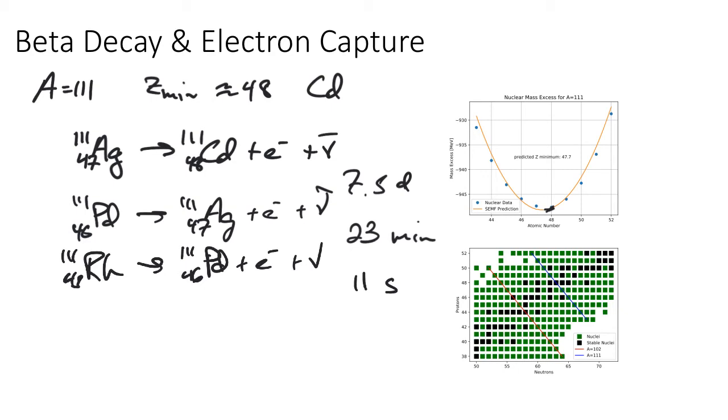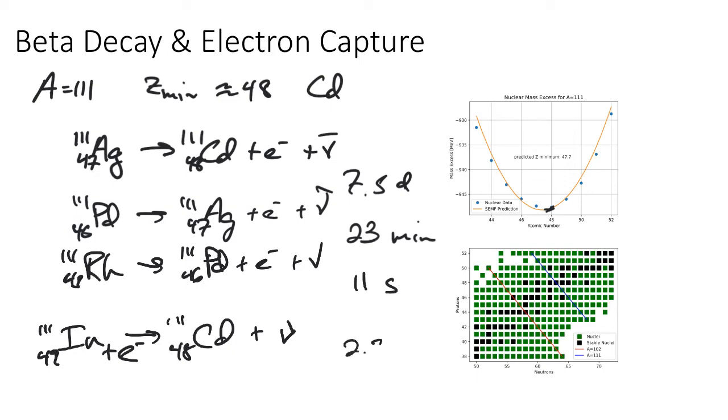On the other side, you can get the inverse beta decays. So you can have indium 111, 49, goes to cadmium 48. But in this case, it just gives a regular neutrino, and it takes an electron here. So if you have an atom of indium 49 with its electrons around, it can grab one of those orbiting electrons and do the inverse beta decay to cadmium and release a neutrino in that. And this has a lifetime of 2.8 days.